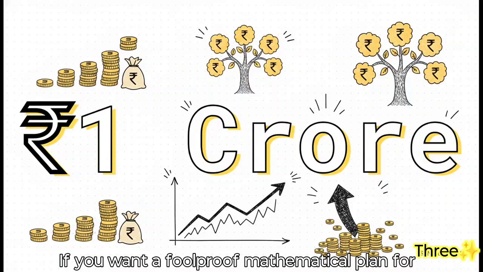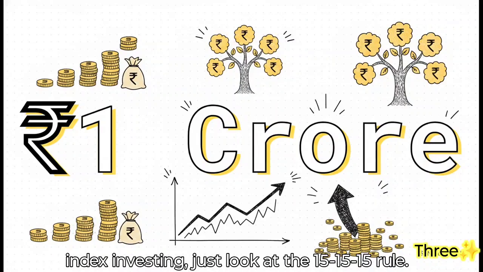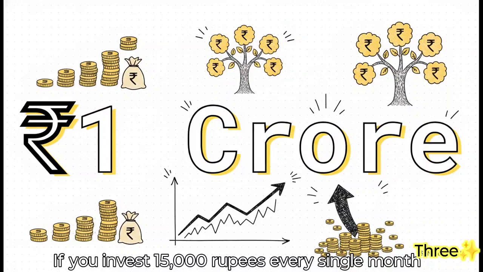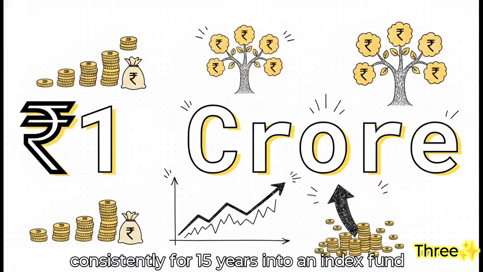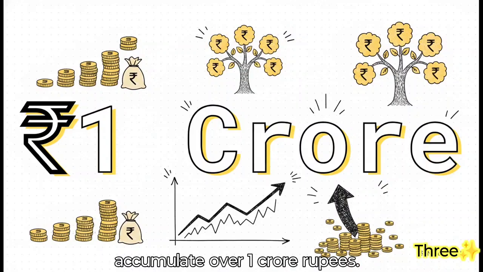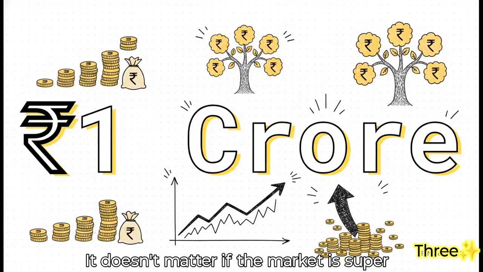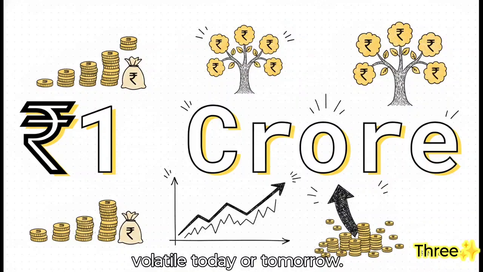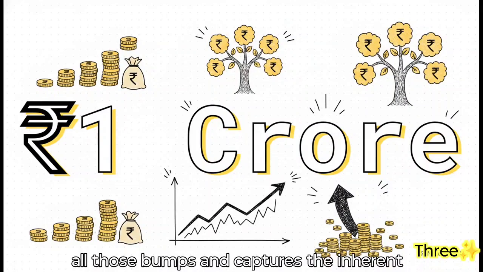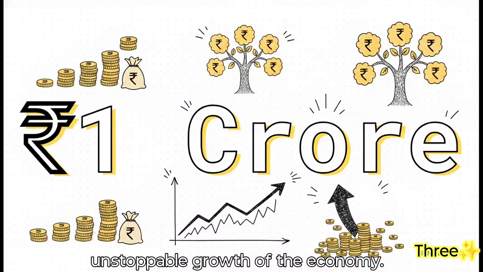If you want a foolproof mathematical plan for index investing, just look at the 15-15-15 rule. If you invest 15,000 rupees every single month consistently for 15 years into an index fund that averages a 15% return, you will accumulate over 1 crore rupees. It's really that simple. It doesn't matter if the market is super volatile today or tomorrow. Over time, rupee cost averaging smooths out all those bumps and captures the inherent unstoppable growth of the economy.